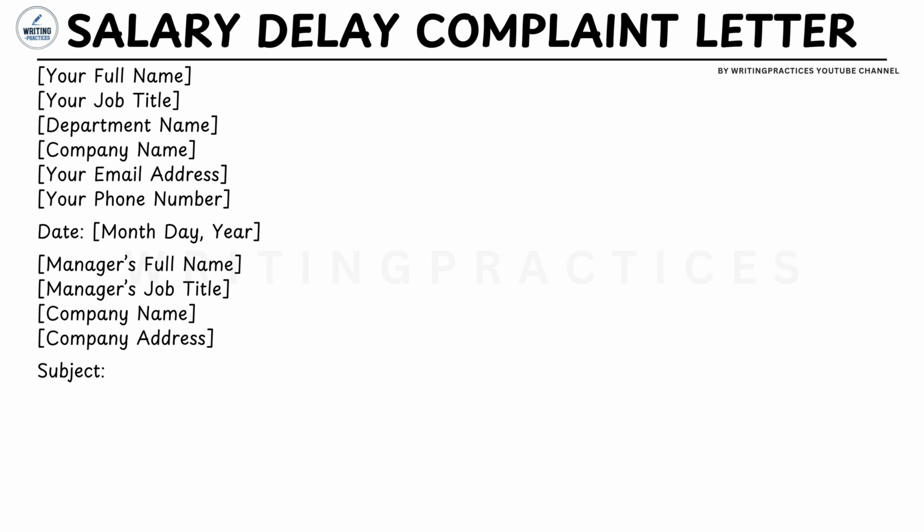Subject line. State the purpose clearly. Next is the subject line. This line tells the reader exactly what the letter is about. Subject: Formal Complaint Regarding Salary Delay. You don't want to be vague here. A direct subject like this helps your letter stand out and get the attention it deserves, especially if your manager or HR receives multiple emails a day. It also helps if the letter is stored or filed for records.